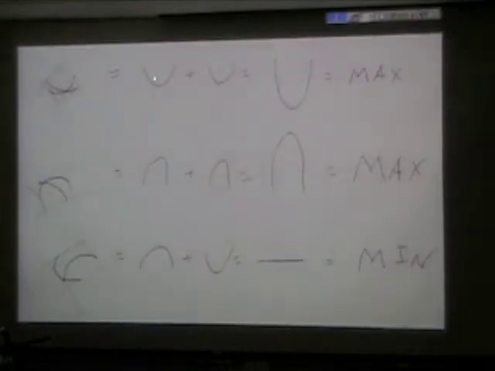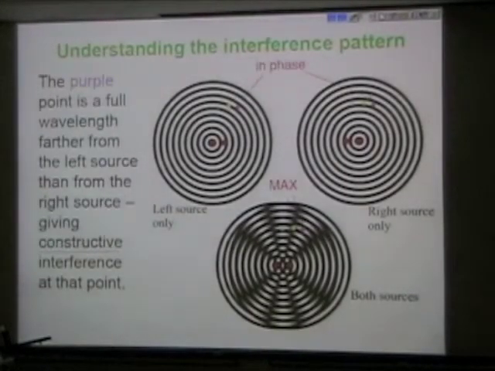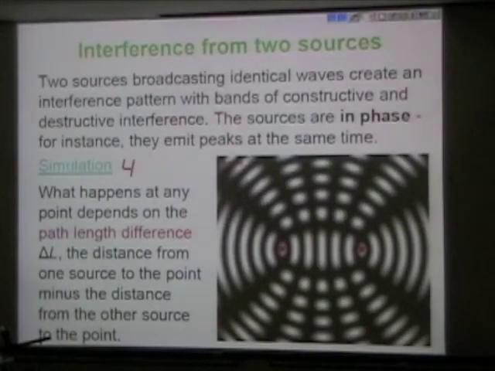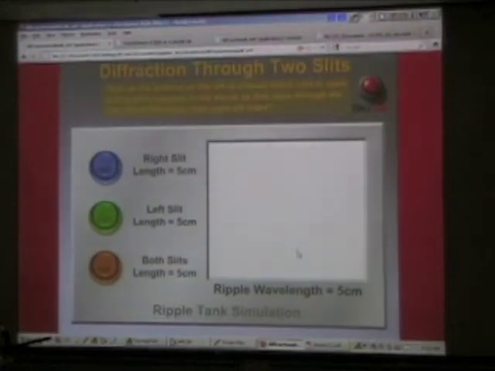So when constructive interference happens, this one. When destructive interference happens, this one. And here, all we need to know is, well, this is the pattern. This is the pattern for two slits, or two sources.